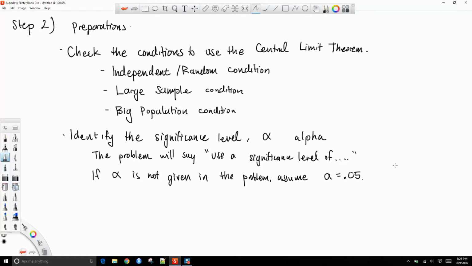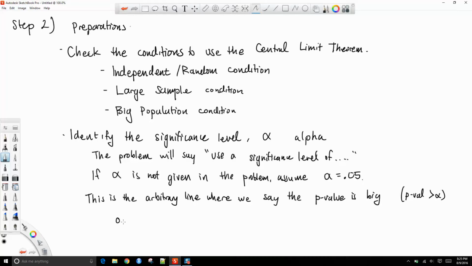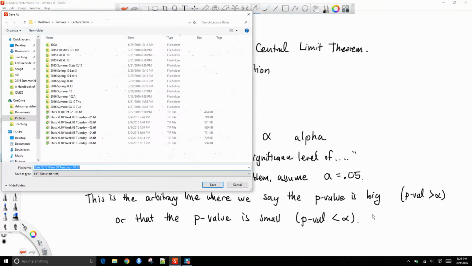And basically the significance level is kind of an arbitrary line at which point we say the p-value is big and the p-value is small, okay?